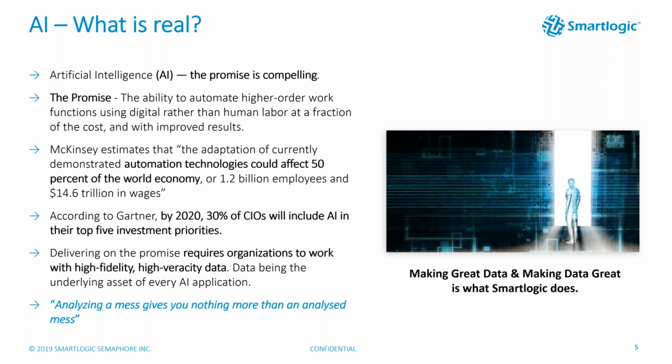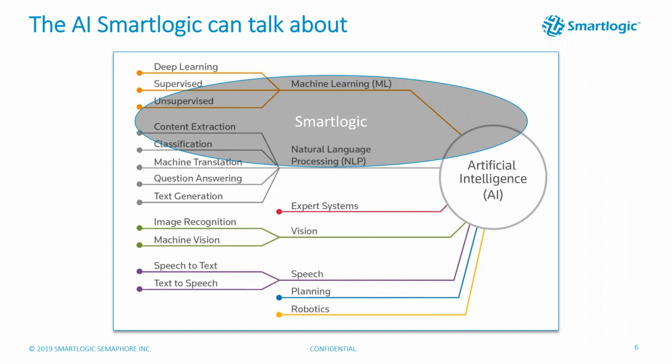So the AI that Smartlogic can talk about is a subset of quite a large field, but it is the area that we are well regarded for. We feature in a number of Gartner Magic Quadrants, including metadata management. We're a leader in that. And we can talk about machine learning, which is what the main process of this webinar is about, and natural language processing, which then takes into account classification, content extraction, unsupervised and supervised learning methods.